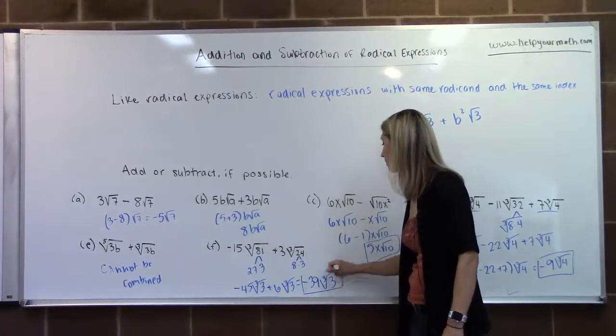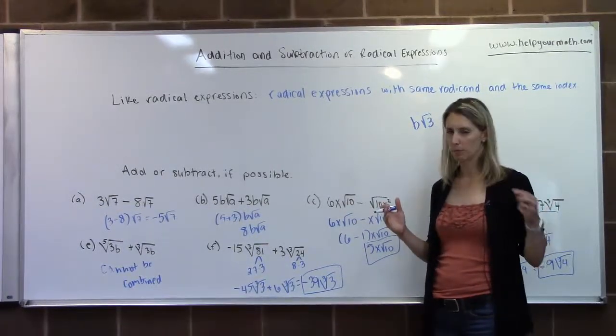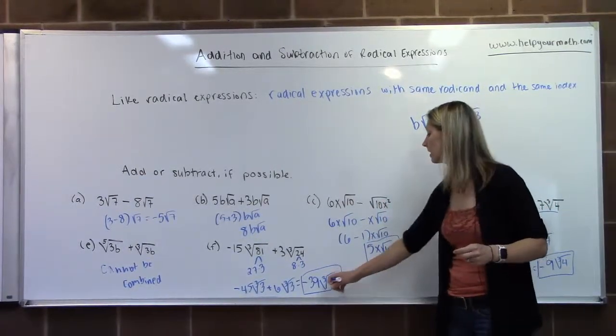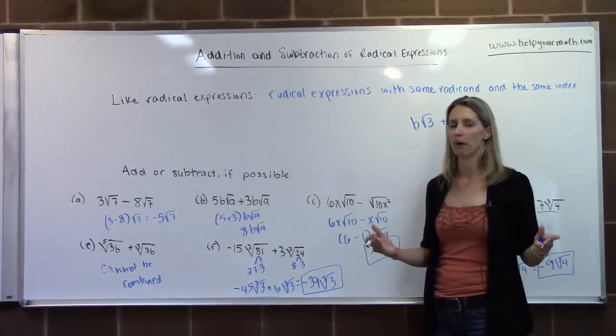It's important to note that when the radical does have an index besides the square root, so when it's 3 or 4 or 5, you do need to keep bringing down that index. If you remove the index, you're turning it into a square root, you're changing the problem, and it will be wrong.